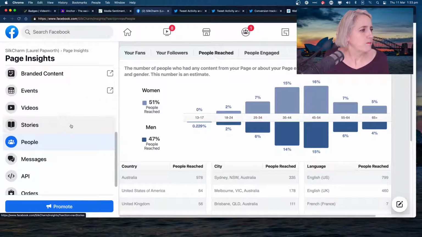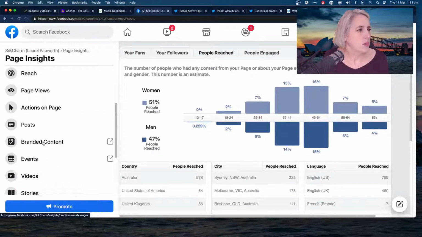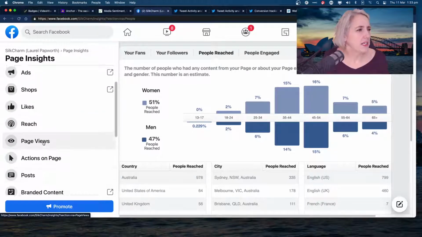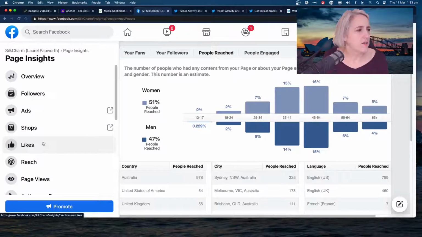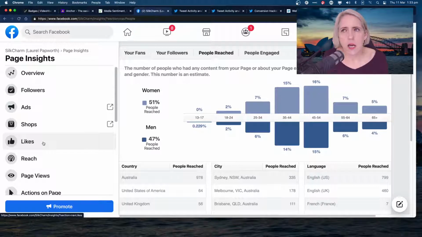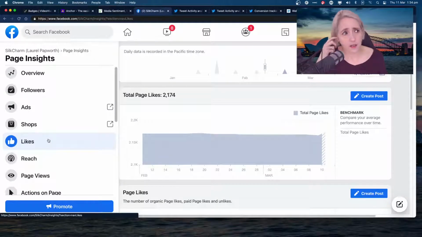Let me see where... Oh, my analytics. I like to see, for instance, how many people are liking the page from the website.